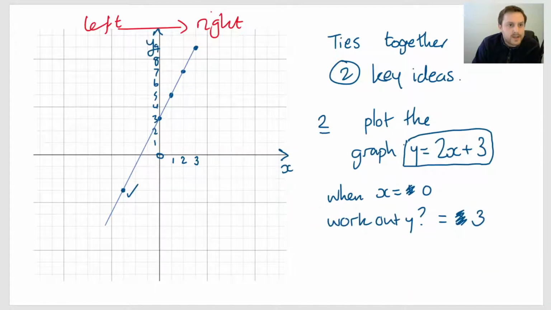Basically, the way this ties together is when you've got it written with y the subject, which just means y is by itself, and then it's in terms of x, the number in front of the x is going to be the gradient of the line that you drew. So notice this one, how we go 1 along and 2 up. Well, that has gradient 2, which is what we want. And this will always work.